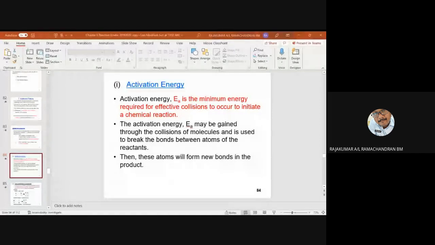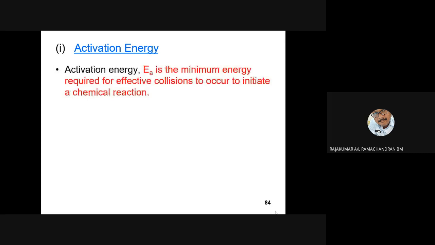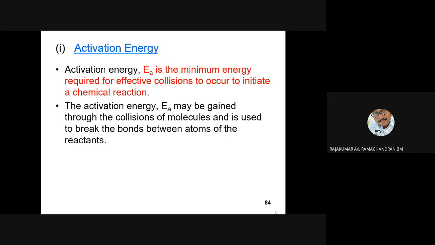We look at the definition for activation energy. I make it bigger. Can you all see the activation energy definition? This is activation energy. Sebab ada yang tanyakan apa tu activation energy? Tenaga pengaktifan. Minimum energy required for effective collision to occur, to initiate a chemical reaction lah. Minimum energy.